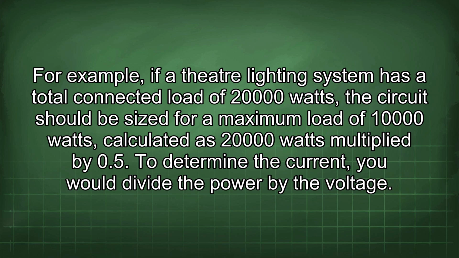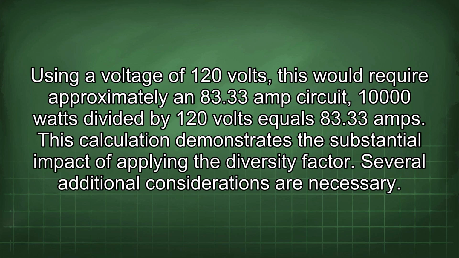For example, if a theater lighting system has a total connected load of 20,000 watts, the circuit should be sized for a maximum load of 10,000 watts, calculated as 20,000 watts multiplied by 0.5. To determine the current, you would divide the power by the voltage. Using a voltage of 120 volts, this would require approximately an 83.33 amp circuit. 10,000 watts divided by 120 volts equals 83.33 amps. This calculation demonstrates the substantial impact of applying the diversity factor.